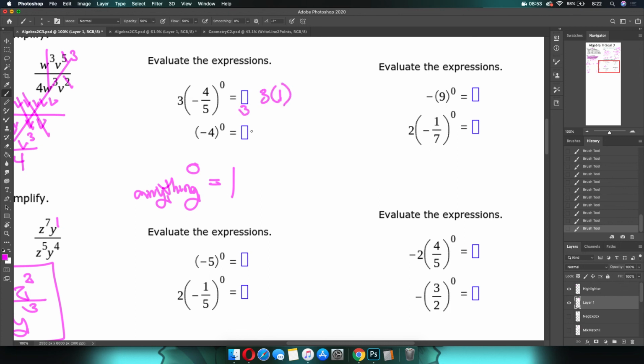4 to the 0 power, that's just 1. 9 to the 0 power, that's 1. And then we slap a negative in front. 1/7 to the 0 power, that's 1 times 2. So our answer is going to be 2. And you start to realize, oh, wow, miss, this one's actually low-key kind of easy.